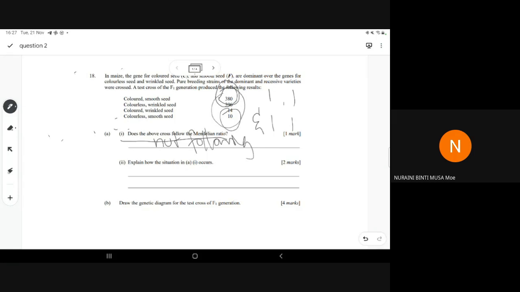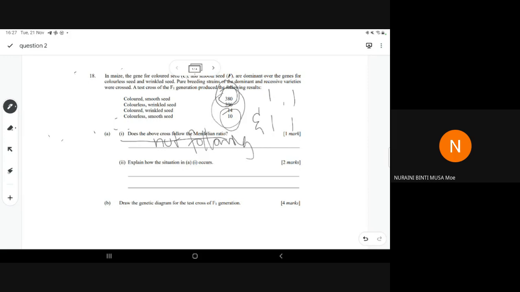Basically, awak tahu jawapannya kenapa? Jawapannya ialah because the genes are linked on the same chromosome. Itu dia jawapannya, simple je. Okay, but how do you explain this? How do you explain why it is not following the Mendelian ratio? Awak cakap benda yang sama je lah.